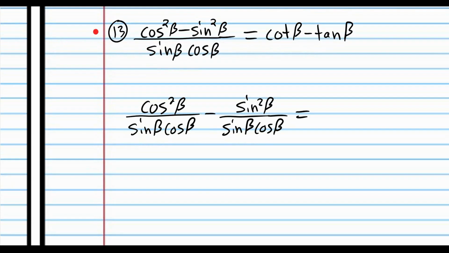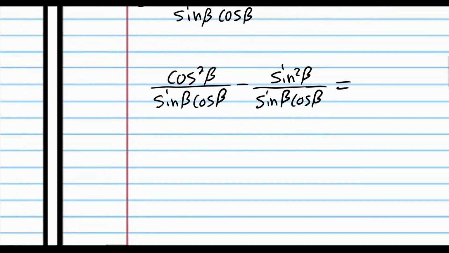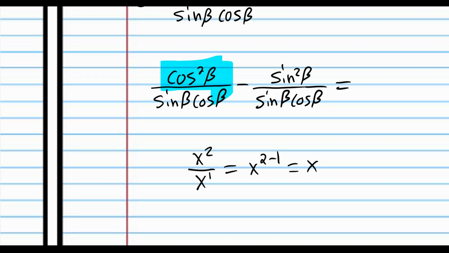Now, why did we do that? Well, because we have cosine squared beta over cosine beta. That's exponent rule number 2. For example, if you had x squared over x, we could use exponent rule number 6 to say that that's x to the first power. Then use exponent rule 2 to say we just subtract the powers, so we get x to the 2 minus 1, which is just x. So that's what we're doing here. Cosine squared divided by cosine is just cosine.